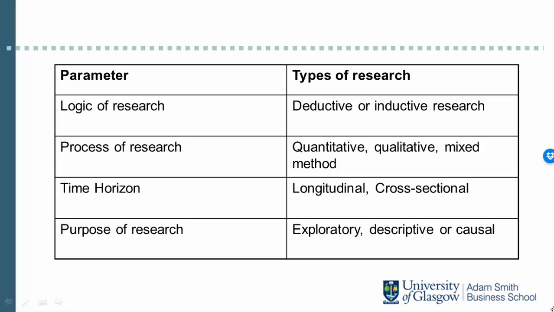There is a level of interdependency between those parameters. For example, survey research would typically be deductive, quantitative, cross-sectional, and either descriptive or causal. However, there is also a level of flexibility. For example, if you repeat a survey, then you may generate longitudinal design based on survey data.